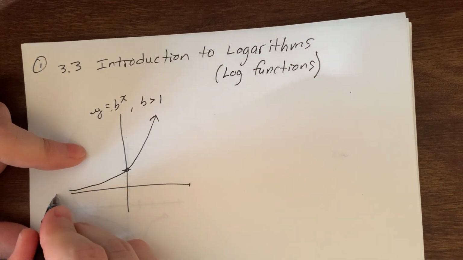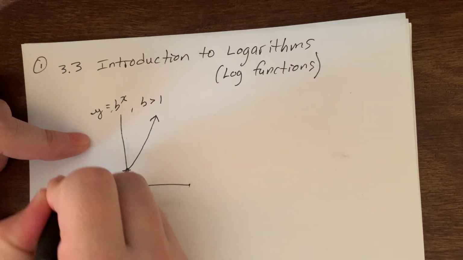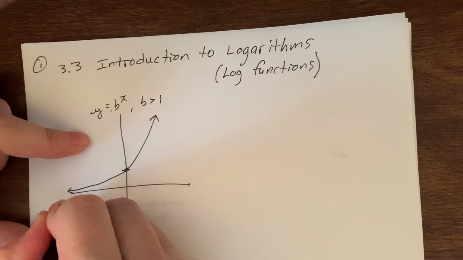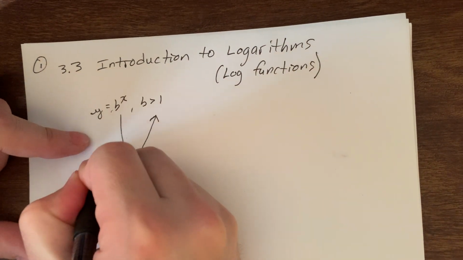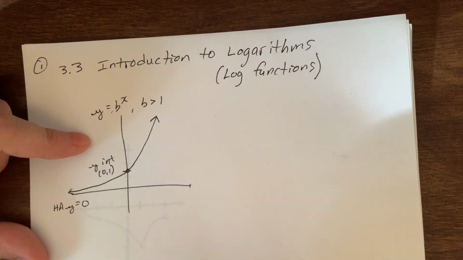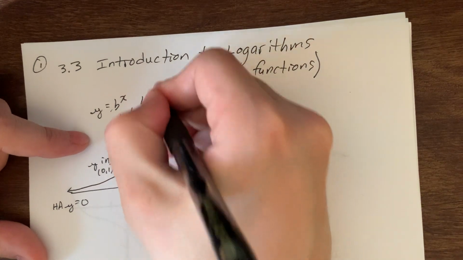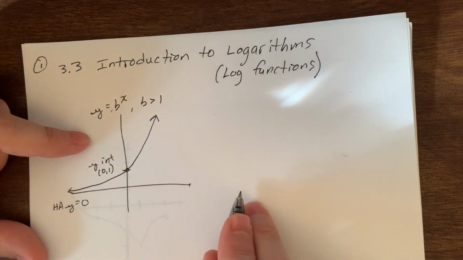And the more negative the exponent we put in, the smaller the fraction we get, so that we end up getting a horizontal asymptote on this side, y equals 0. Again, we have our y-intercept, (0, 1), and then on our right side, this goes off to positive infinity as x continues to go to the right to positive infinity as well.